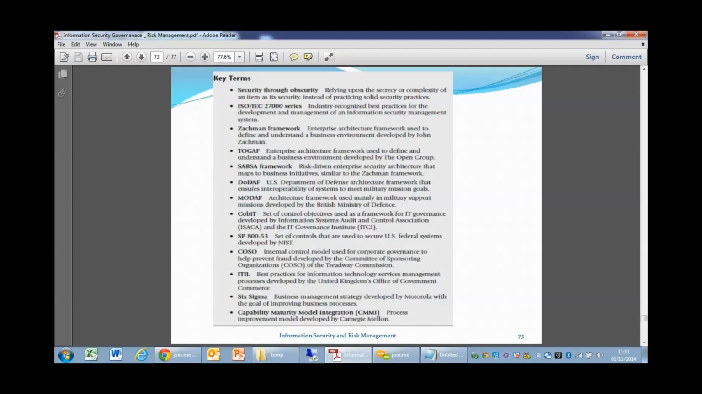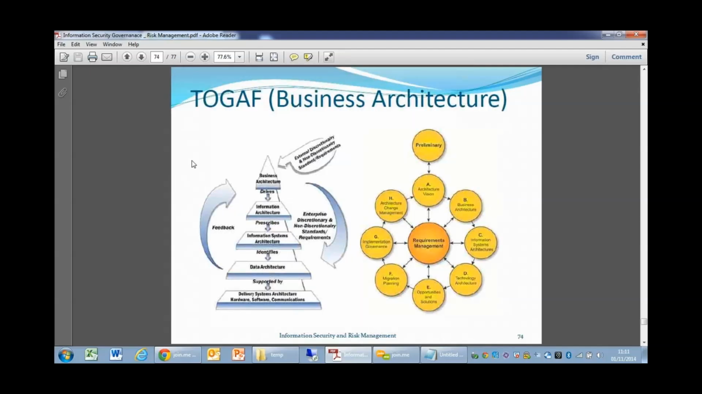frameworks which can be used for risk assessment, which can be used to understand your business operations. So let me give you some examples here. Let's understand what is TOGAF. Now again, this is outside the CISSP syllabus, but this is part of the literature of CISSP, because ISC2 expects you to at least know what TOGAF is all about, not in detail, but the main spirit of this architecture framework.